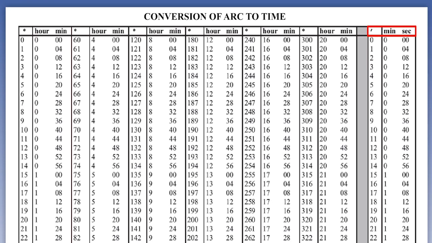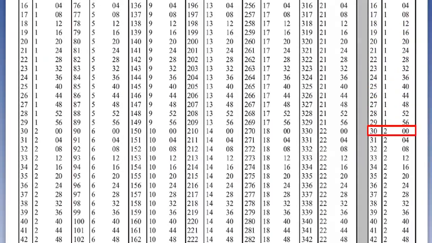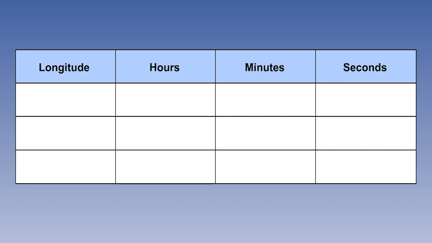The columns to the right of the vertical divider are headed minutes of longitude and minutes and seconds of time. We know that 1 degree of longitude is 4 minutes. So if you look up 30 seconds of longitude, this corresponds to a time of 2 minutes and no seconds. Let's now do a practical example. We'll convert 137 degrees and 36 minutes of longitude to a difference in local mean time.